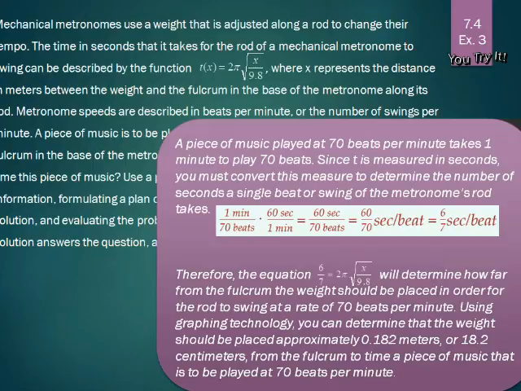Therefore, the equation 6/7 equals 2 pi times the square root of x divided by 9 and 8/10 will determine how far from the fulcrum the weight should be placed in order for the rod to swing at a rate of 70 beats per minute. Using graphing technology, you can determine that the weight should be placed approximately 182 thousandths meters, or 18 and 2/10 centimeters from the fulcrum, to time a piece of music that is to be played at 70 beats per minute.